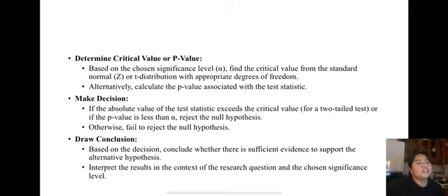Based on the chosen significance level, find the critical value from the standard normal Z or T distribution with appropriate degrees of freedom. Alternatively, calculate the p-value associated with the test statistic. Make a decision. If the absolute value of the test statistic exceeds the critical value for a two-tailed test, or if the p-value is less than alpha, reject the null hypothesis. Otherwise, fail to reject the null hypothesis.